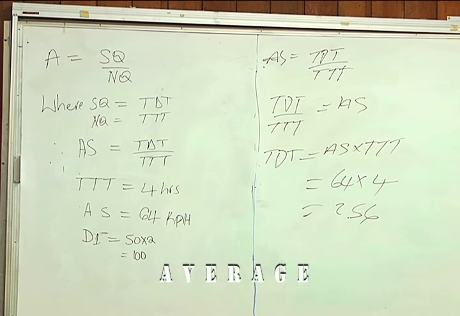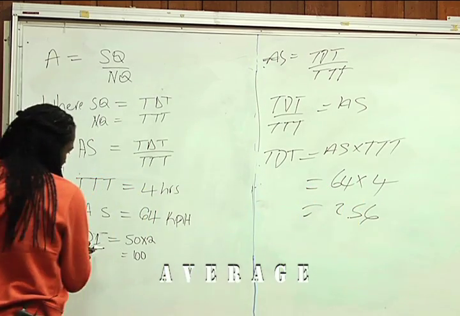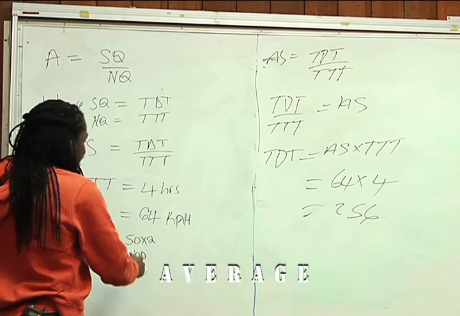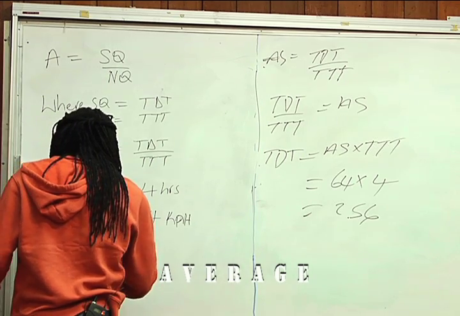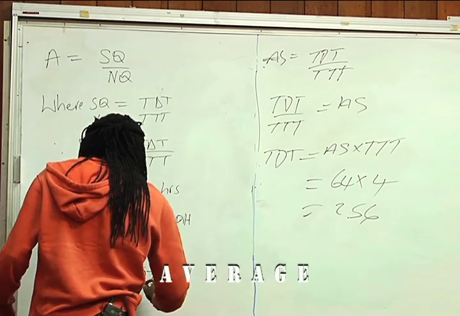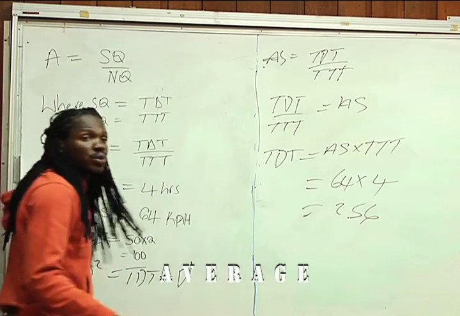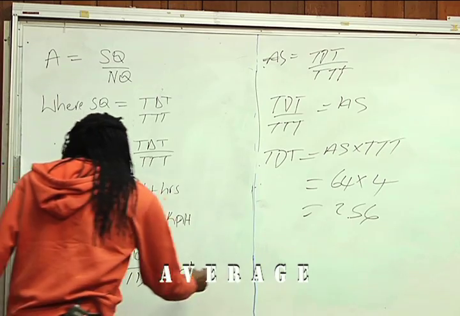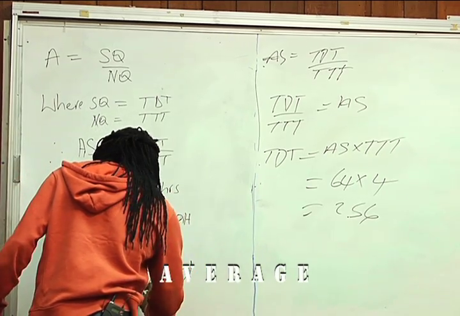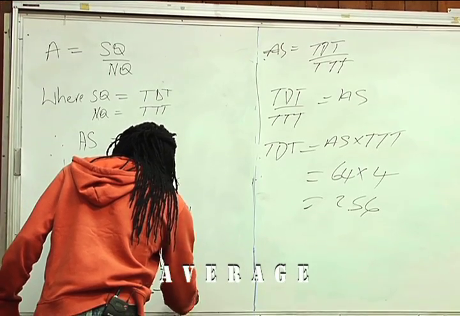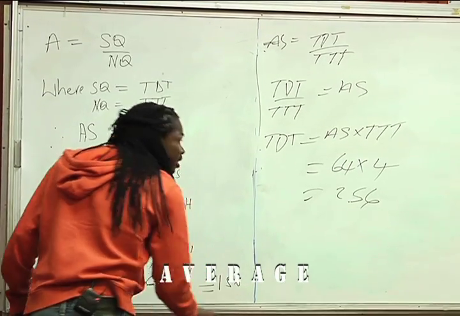The question says that for distance 1, he traveled for 2 hours at 50 per hour. So the total distance traveled in distance 1 is 100. That means that distance 2 equals total distance traveled minus distance 1, not true? Distance 2 equals 256 minus 100, so it is equal to 156.